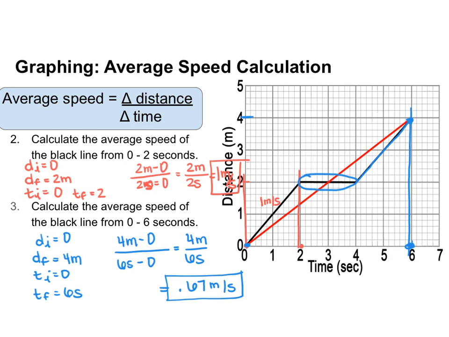But an average is over the whole time. So it doesn't matter that you were stopped for a while. It's just looking at where did you start and where did you end, and then how long did it take you to do that. So the red line was moving the whole time and got 4 meters. And the black line was moving and then took a break and then kept moving, but still only got 4 meters.